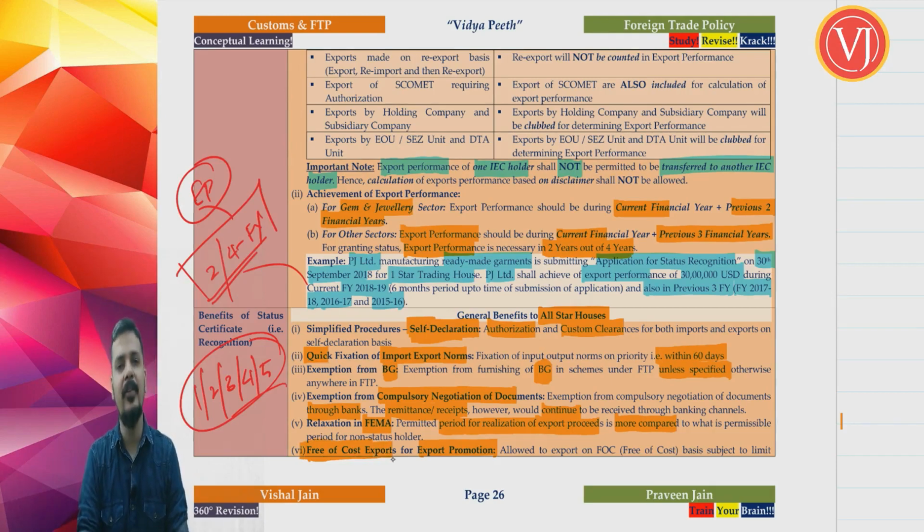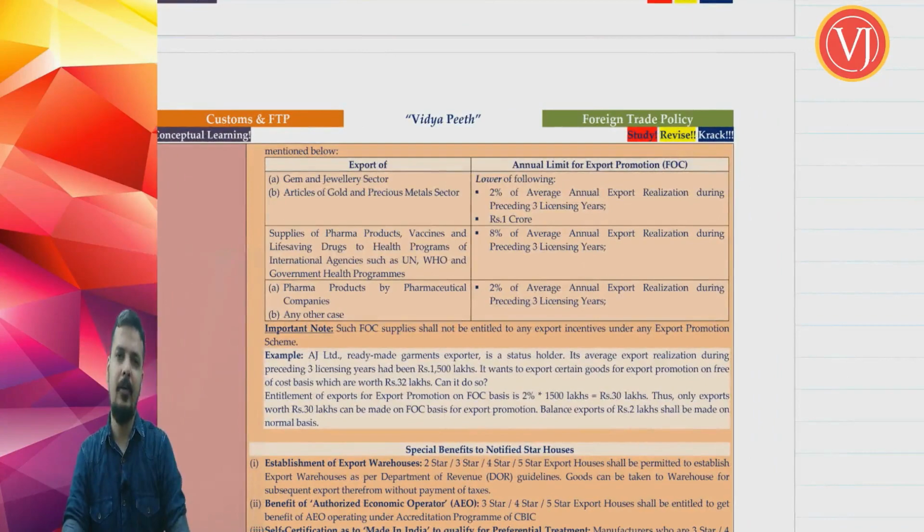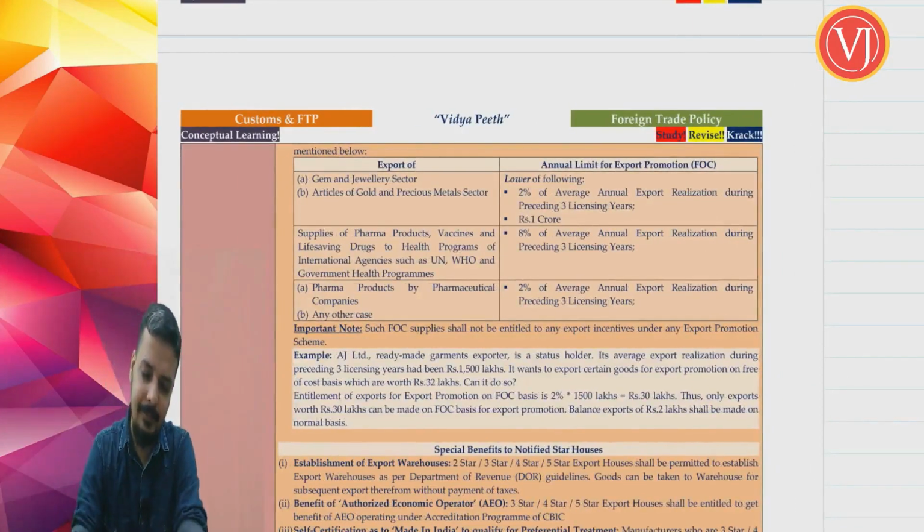Free of cost exports is nothing but free samples for export promotion. So star category can easily give free samples for export promotion. Now obviously for them also there is a limit. Now what is the limit that you have to understand, and it is a repeatedly asked question.